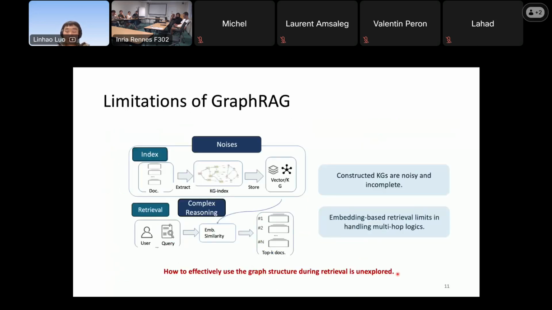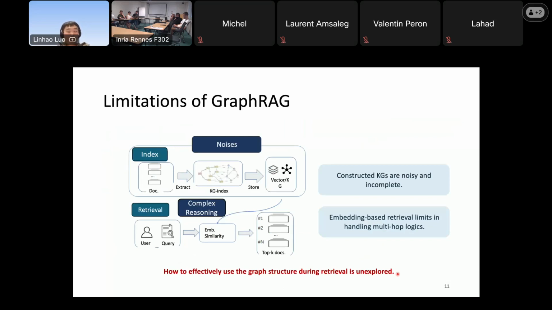However, even though the graph structure is very helpful for RAG systems, there are still some limitations of knowledge graphs. The first is that constructing a knowledge graph can be very challenging because the knowledge graph can be noisy and incomplete. If the graph structure is not that good, then it might not represent the relationship between the knowledge well and leads to suboptimal performance.